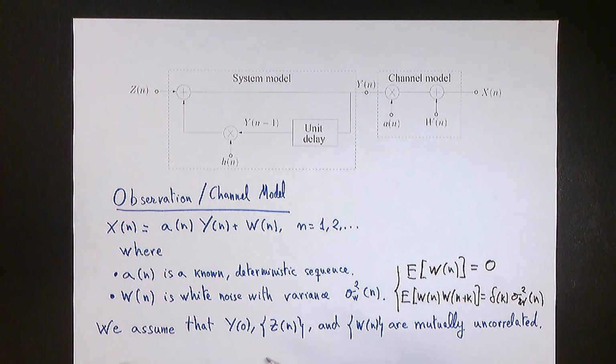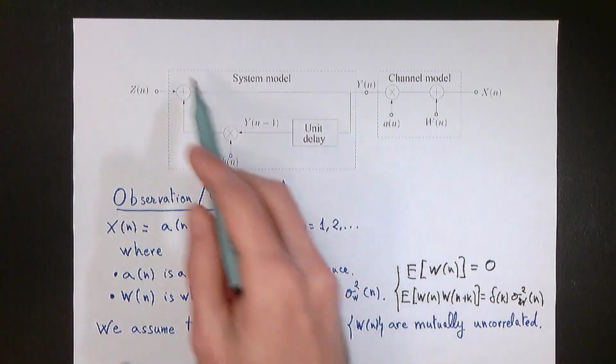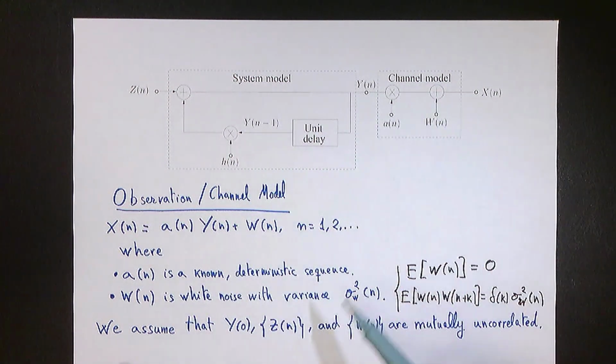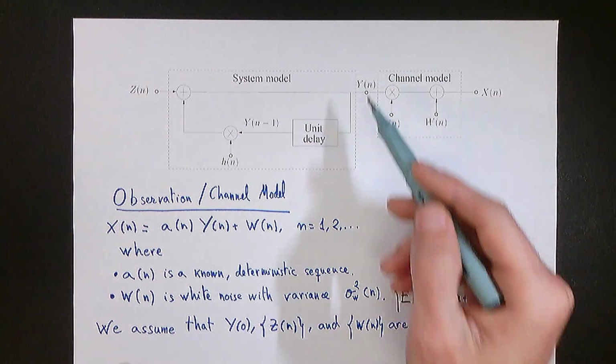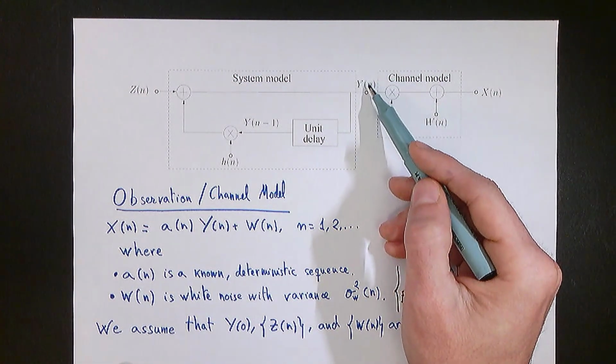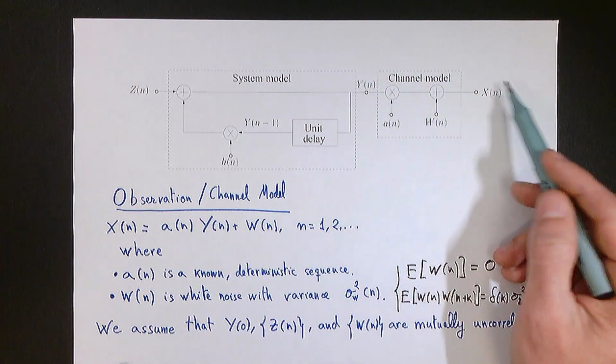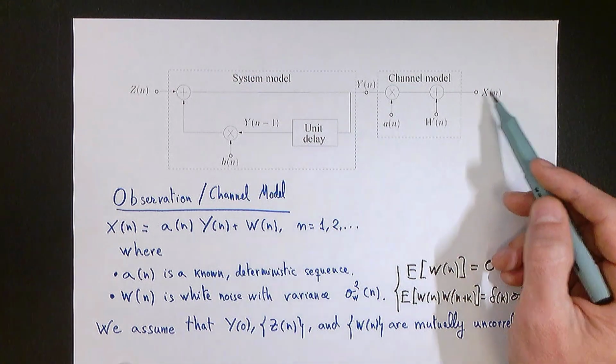In the following videos, we will see how the Kalman filter utilizes all the assumptions made on the system and channel model in order to implement a recursive linear minimum mean squared error estimator of the samples of y at any given time n, given the observation of all the samples of x from time 1 to that same time step n.